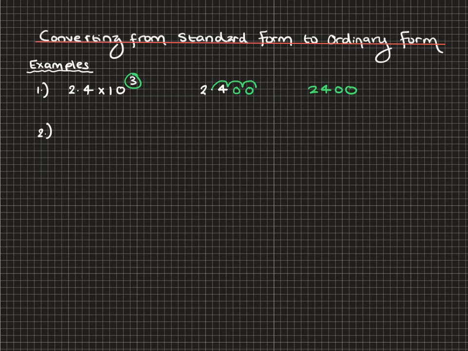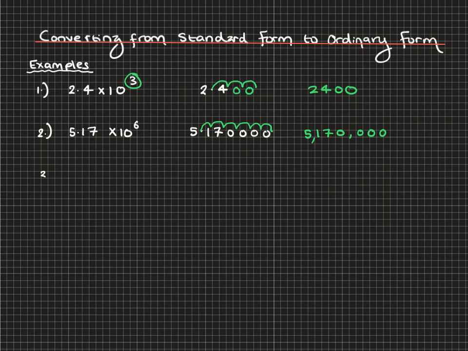Let's try another example. 5.17 times 10 to the power of 6. So I'll write out 5.17 and then I'll make sure that I jump 6 times. So that's once, twice, 3, 4, 5, 6, each time representing another multiplication by 10. So this then gives me my answer of 5,170,000, and there we are.